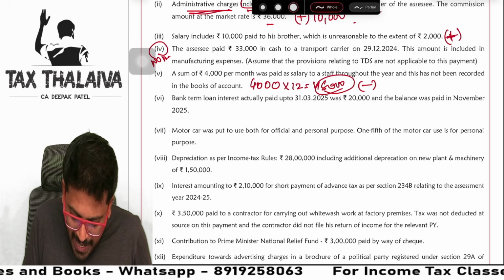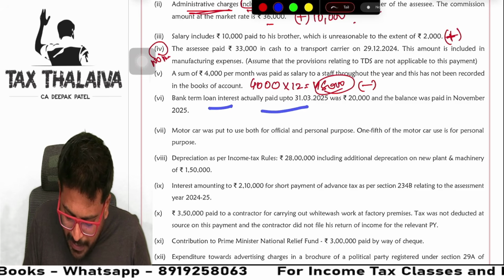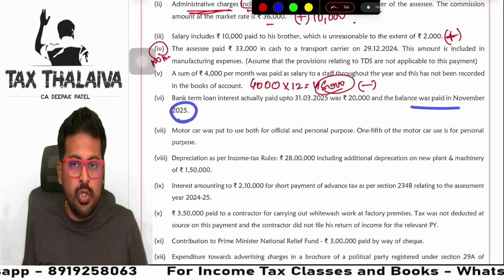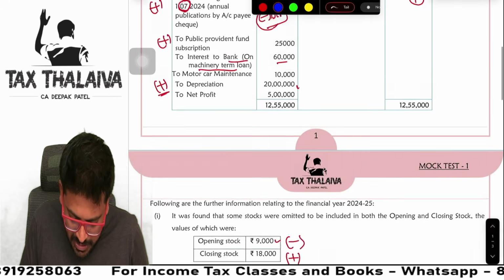Next, bank term loan. Interest actually paid up to 31st of March was 20,000 and the balance was paid in November 2025. Let's see what is the bank term loan given here.